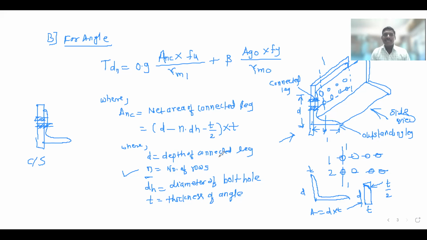How to calculate ANC, the net area of the connected leg? Because for the angle we are writing this formula, in which ANC is there, AGO is there, beta is there, and the others will be known. So first we have calculated ANC. Got it, everyone? Okay, now we will move next. Next, we have to calculate AGO.